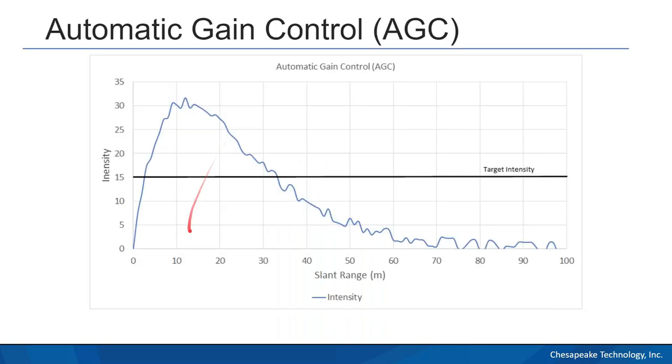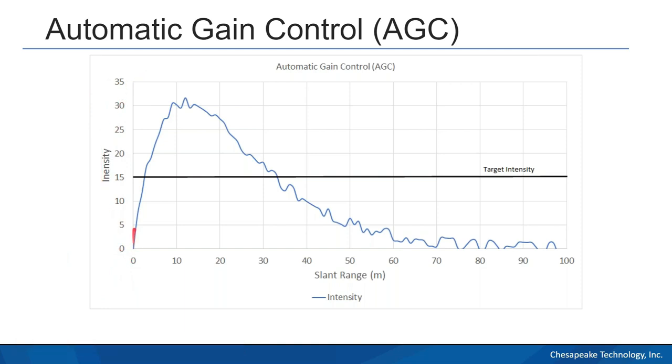So to kind of illustrate how this works, I have a single ping here. I've got the slant range plotted on the bottom on the horizontal axis, and I have intensity on the vertical axis. So that's the amplitude or the brightness. And this is just some data I made up in Excel.